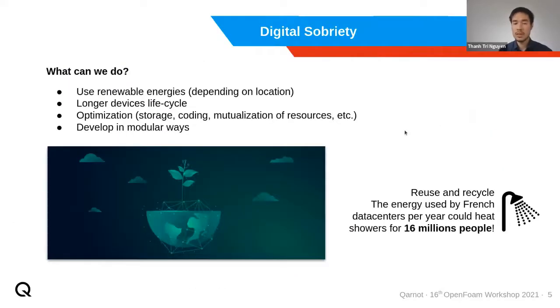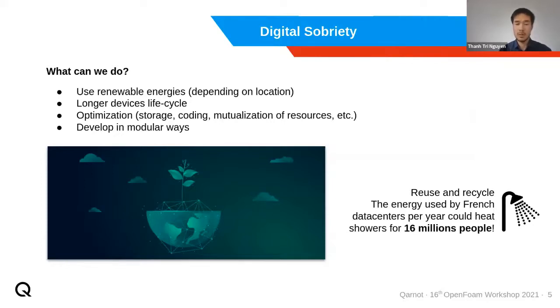What can we do to lessen our impact? Well, we can adopt a concept called digital sobriety. And here are the key points. First, we can use renewable energies, but that is not always possible because that depends on the location. Here at Carnot, we try to use solar energy as much as possible.